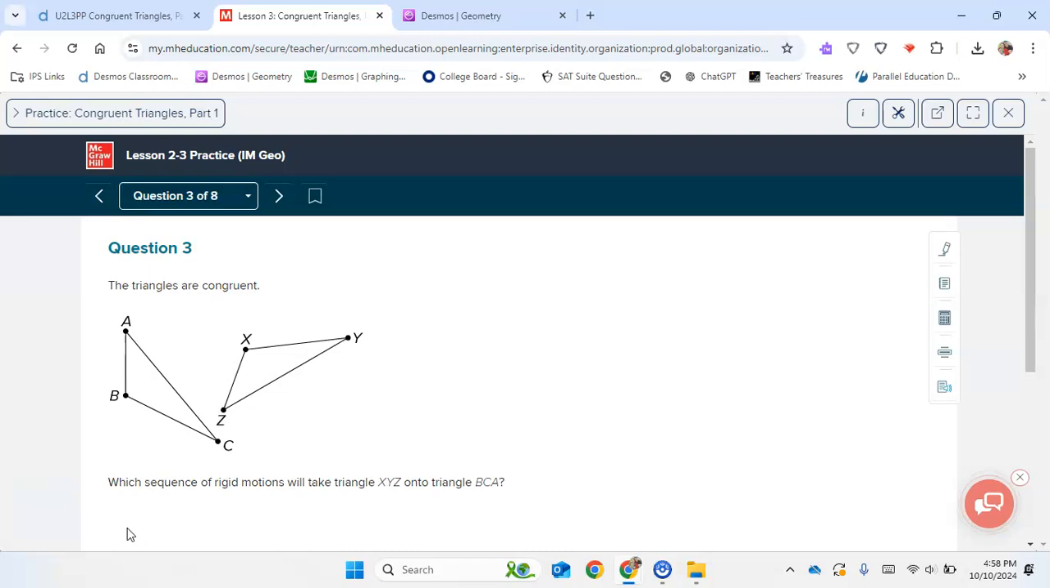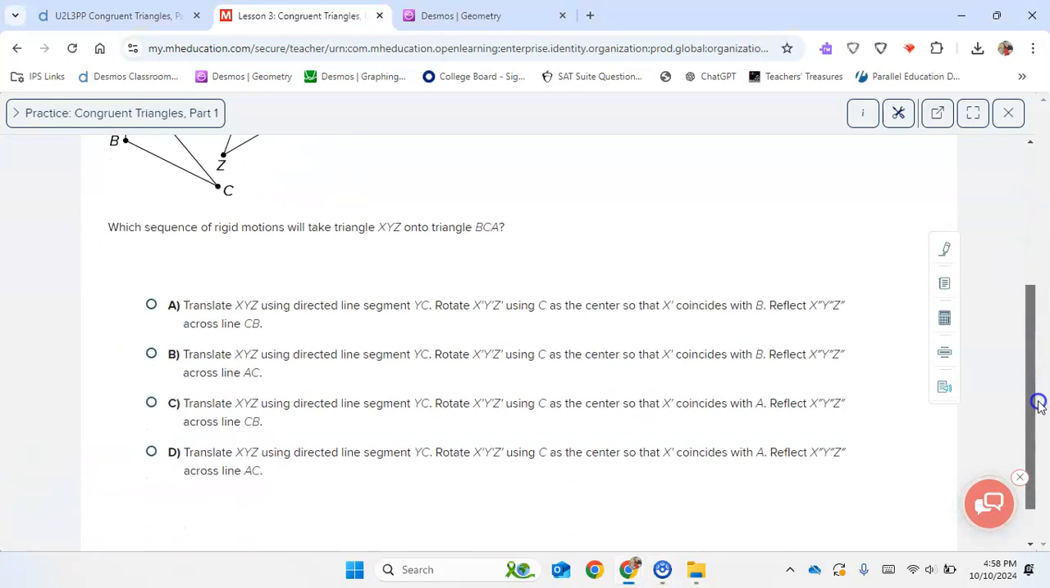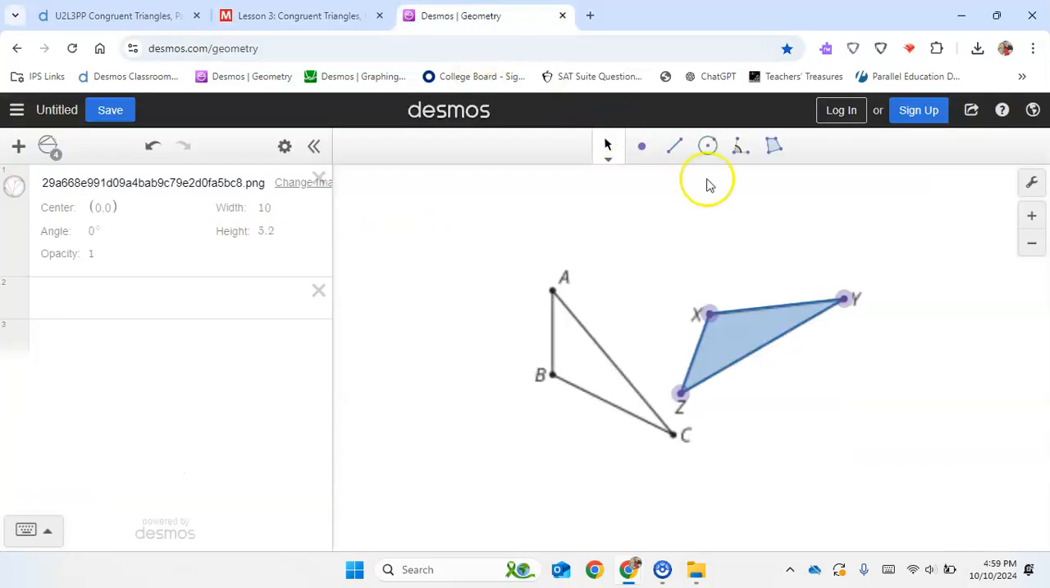Question 3. The triangles are congruent. Which sequence of rigid motions will take triangle XYZ onto triangle BCA? Translate XYZ using directed line segment YC. Translate from Y to C.